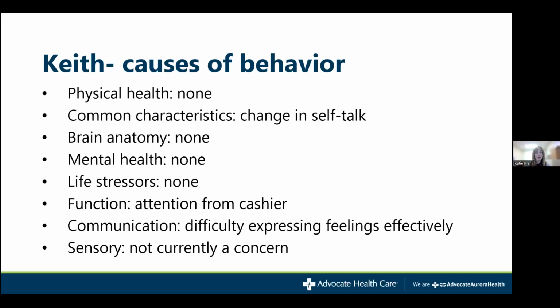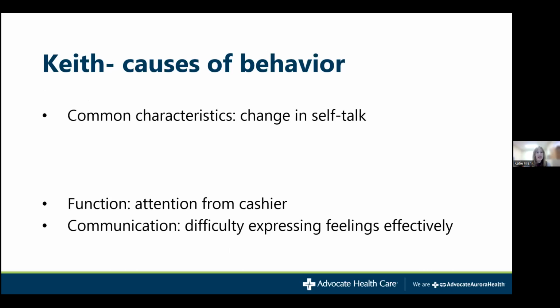He doesn't have any mental health diagnoses, and when he saw his doctor, they didn't come up with any new diagnoses. There were no reports of life stressors. But one thing that came up is that he does have a crush on the new coworker, and the new coworker happens to be a cashier. So the function of his behavior may be attention from this new coworker that he has a crush on. And then we looked at communication, and he has difficulty expressing his feelings effectively. Maybe he doesn't really know how to act appropriately and communicate his feelings. But in this case, there really didn't seem to be a sensory concern. So if you look at it, there were three areas that could be the causes of behavior: these common characteristics, the function, or what he's getting from his behavior, and then communication.